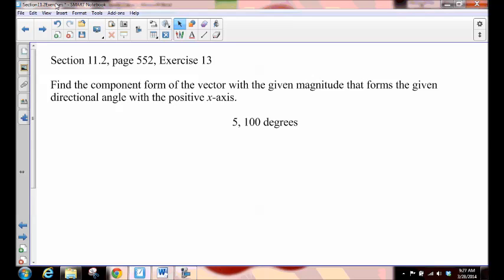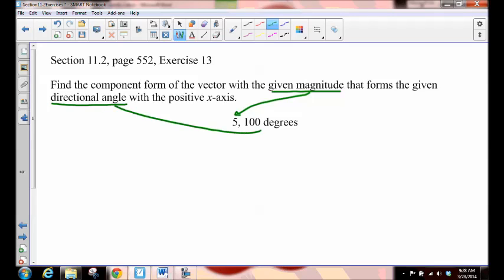Let's do section 11.2, page 552, exercise 13, which reads, find the component form of the vector with the given magnitude that forms the given directional angle with the positive x-axis. So for exercise 13, our given magnitude is 5, and our given directional angle is going to be 100 degrees.